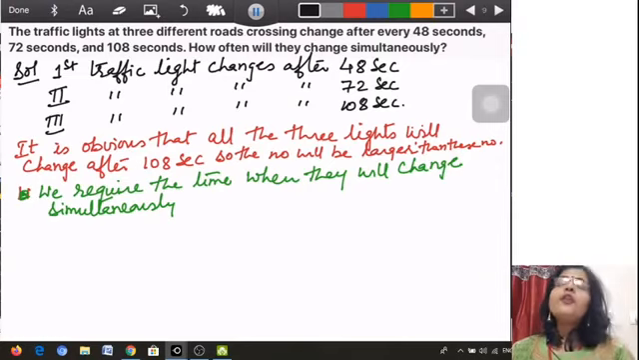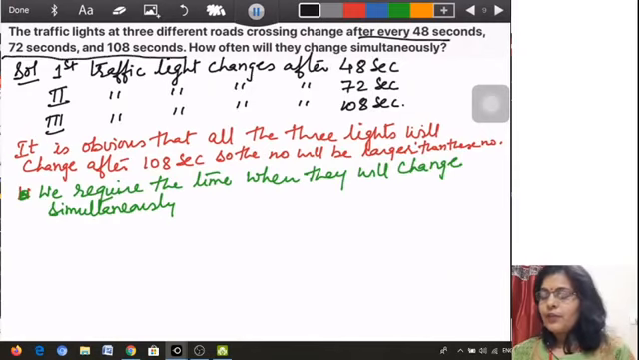The traffic light at three different road crossings change after 48 seconds, 72 seconds and 108 seconds. How often will they change simultaneously?